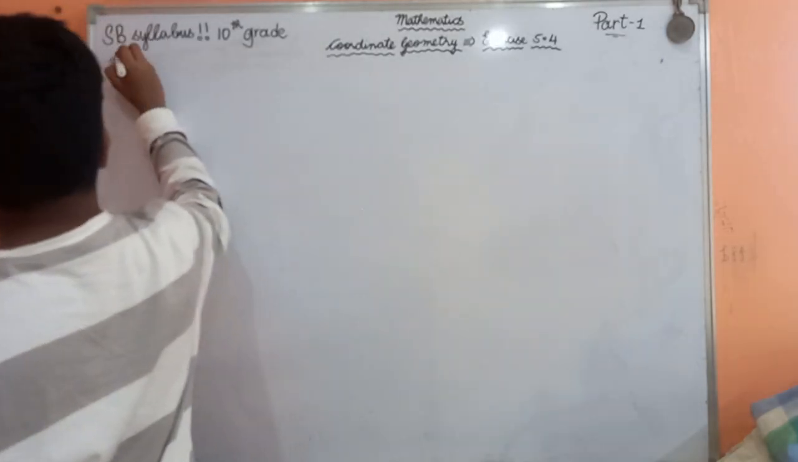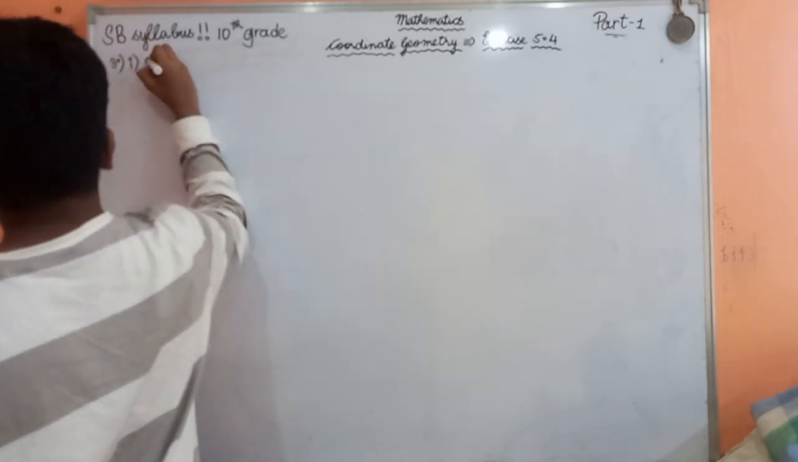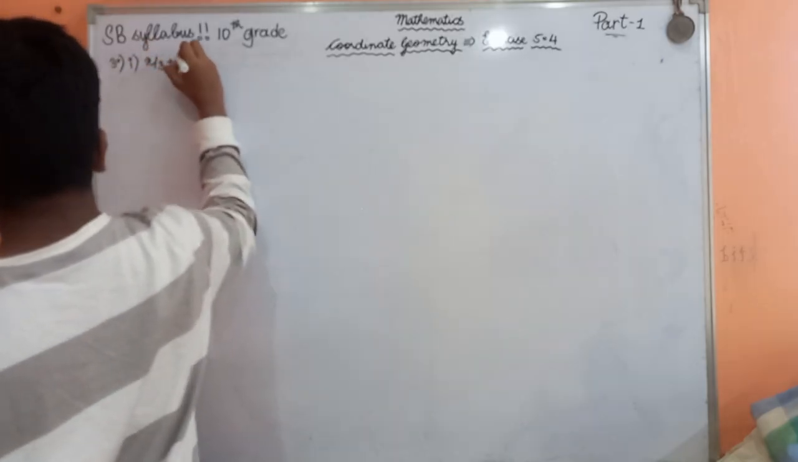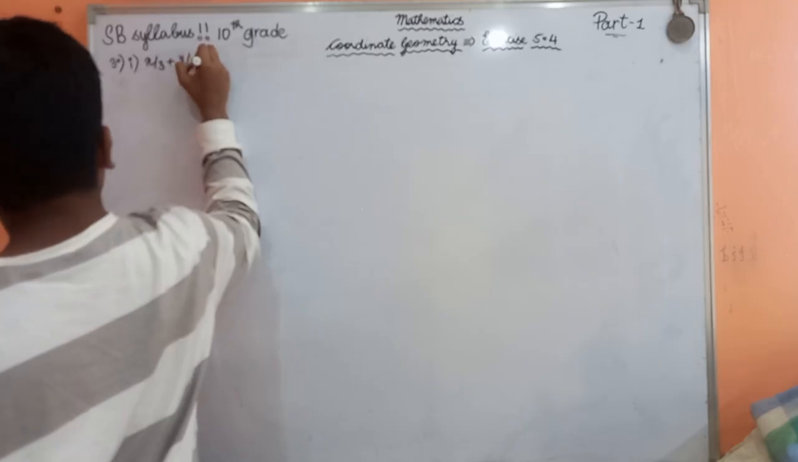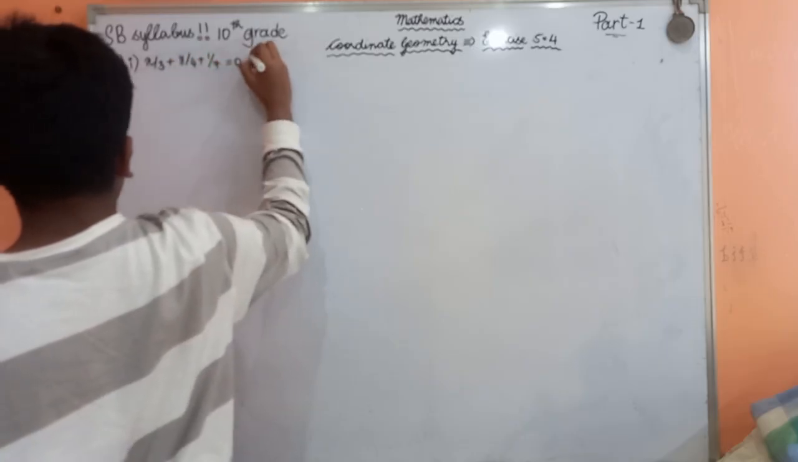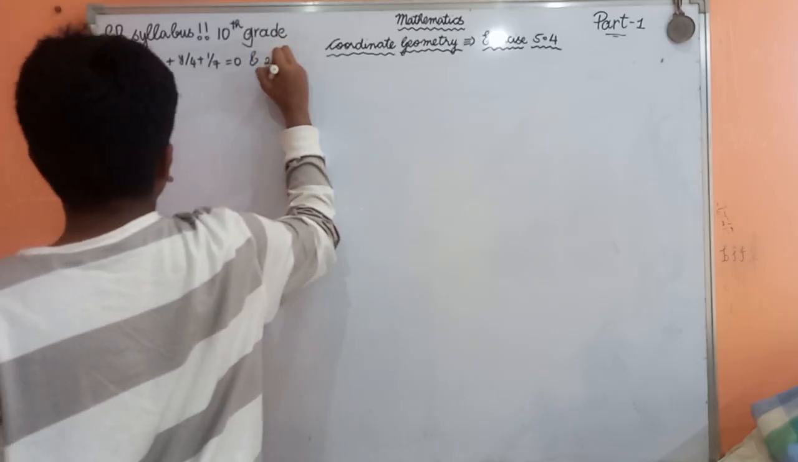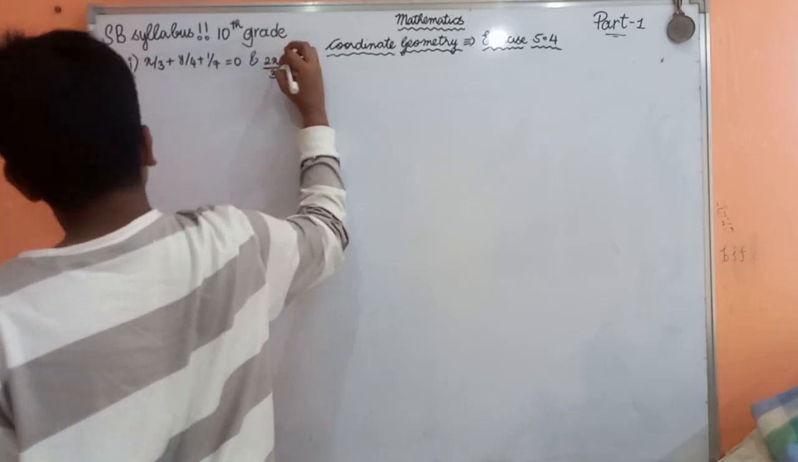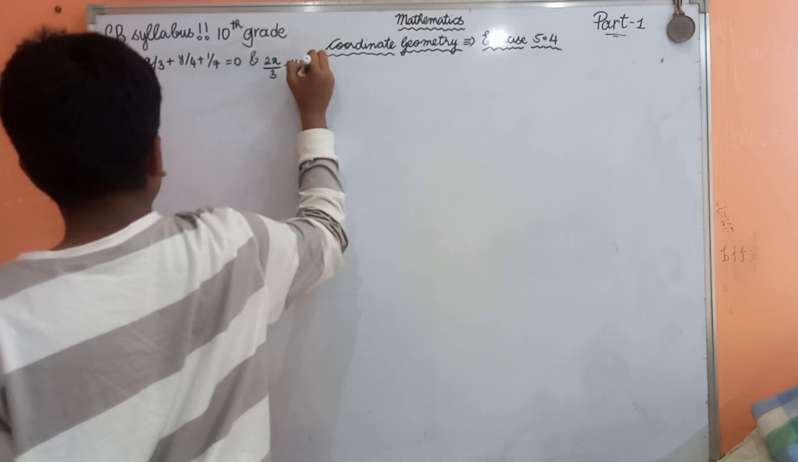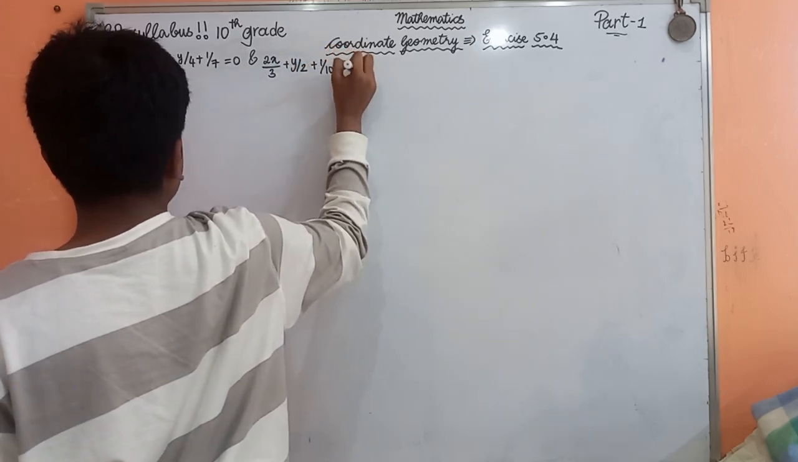The third one: x/3 + y/4 + 1/7 = 0, and 2x/3 + y/2 + 1/10 = 0.